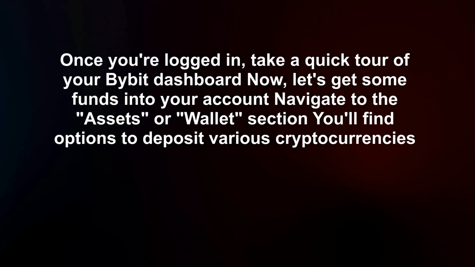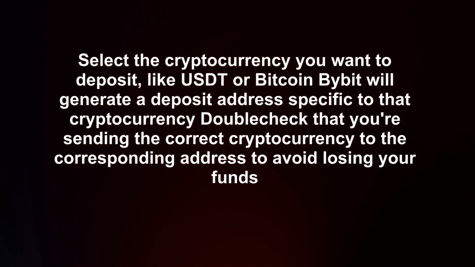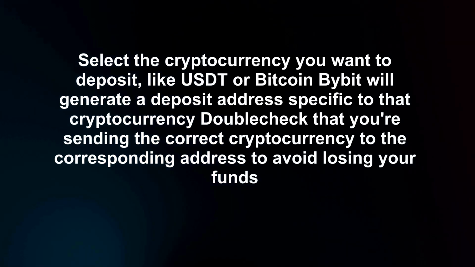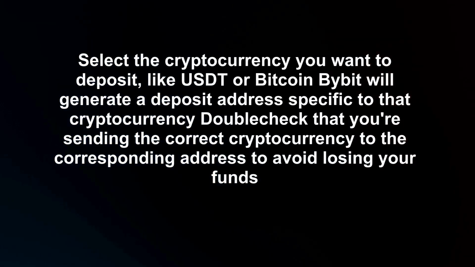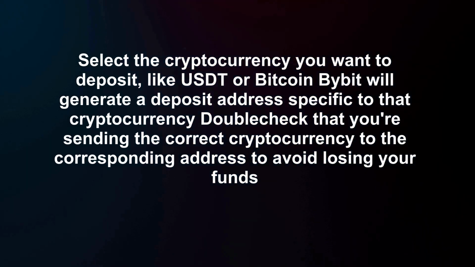You'll find options to deposit various cryptocurrencies. Select the cryptocurrency you want to deposit, like USDT or Bitcoin. Bybit will generate a deposit address specific to that cryptocurrency. Double-check that you're sending the correct cryptocurrency to the corresponding address to avoid losing your funds.